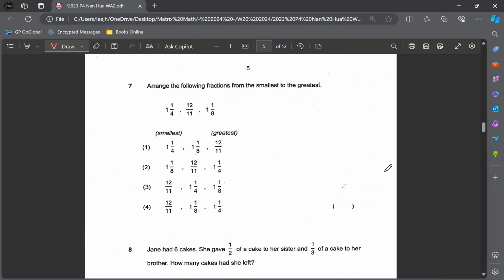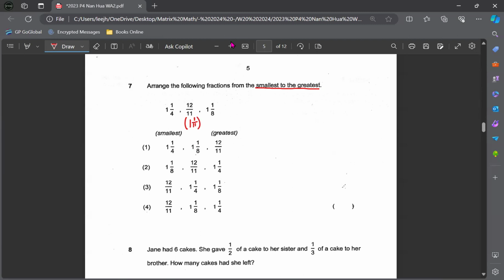Arrange the following fractions from the smallest to the greatest. Okay, so wait. I'll underline this, small to big. So what we do is, can you see that over here is actually 1 whole 1/4, 12 over 11, and 1 whole 1/8. So 12 over 11 is actually more than 1 whole. So we can change this to 1 whole. 1 whole is 11 over 11. So it's 1 whole 1 over 11.